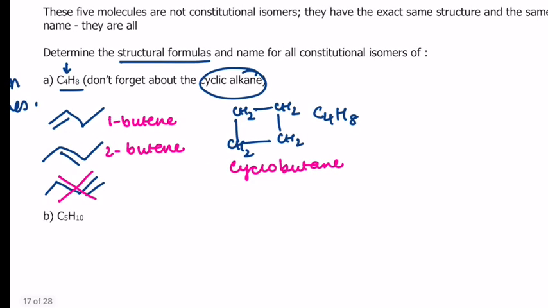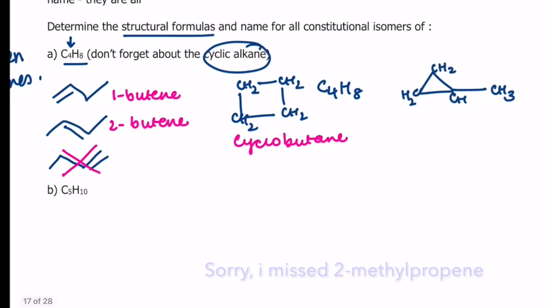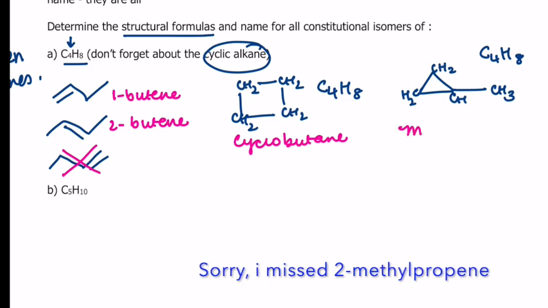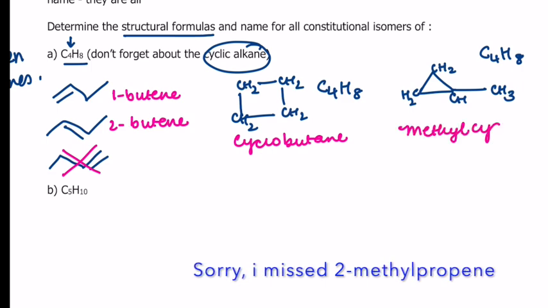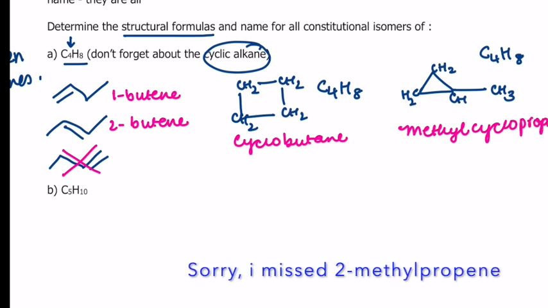What if I had a 3 carbon chain and put a methyl group out? If you're not sure, you could go in and write the condensed structural formula. So this would be CH2, but here you would only have CH and then CH3. So that is also C4H8. But the name this time would be methyl cyclopropane. So there you have all the possible structural isomers for C4H8.